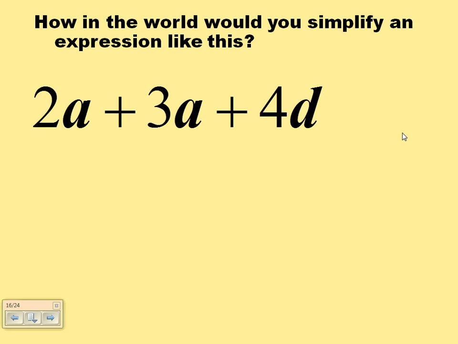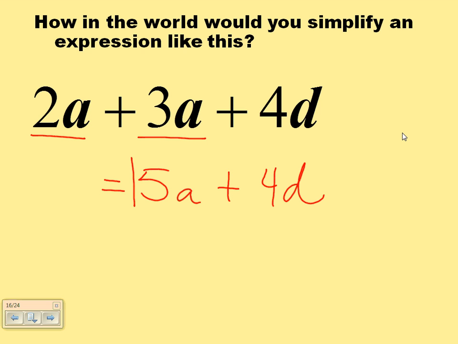You can only add like terms. Therefore, the only terms you can add are 2a and 3a. So my answer at the end will simply be 5a plus 4d. That's my answer. I can't add it any further. I cannot add unlike terms. So I'm just going to box it. That's my answer. Okay. Let's go to the further examples.